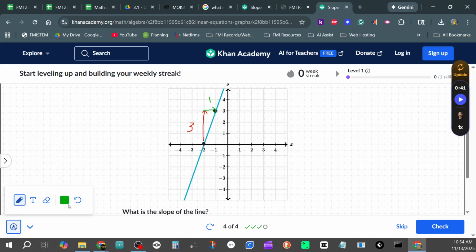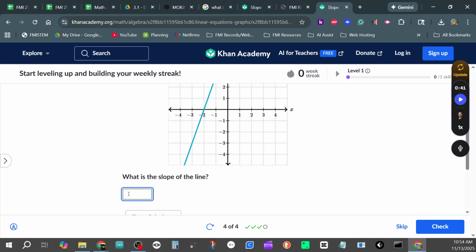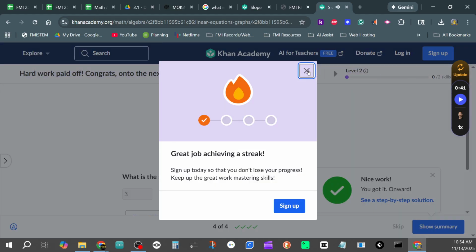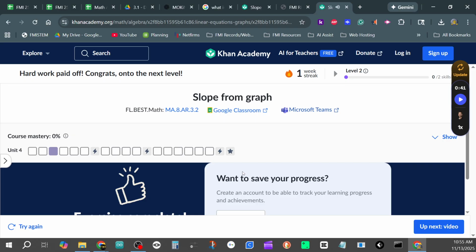So that was a slope that was, I rose 3 right here, and then I ran 1 time. So that's 1. Now this can be simplified. 3 over 1 can be simplified to a 3. You can put it as 3 over 1, but I like simplification. So let's turn it in as 3. Let's put in 3 and check it, and that's good. Wow. Okay. It thinks I'm on a streak.